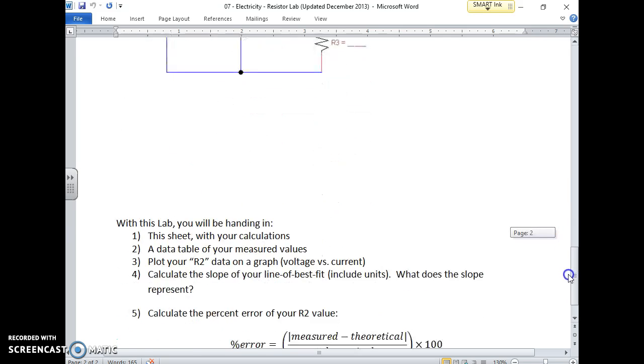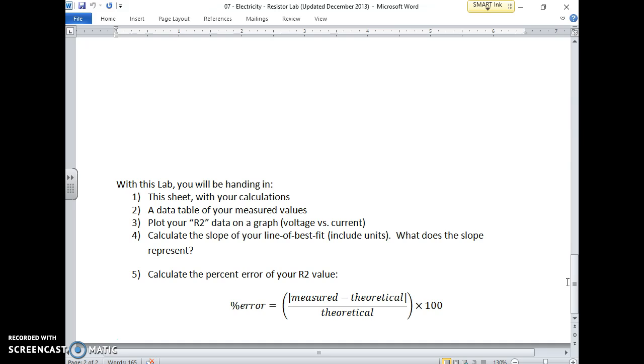Now, once you've done all those things, you'll have already done this sheet with your calculations, and you can start to set up your data table. If you can set those 2 things up, you're set for today's class.